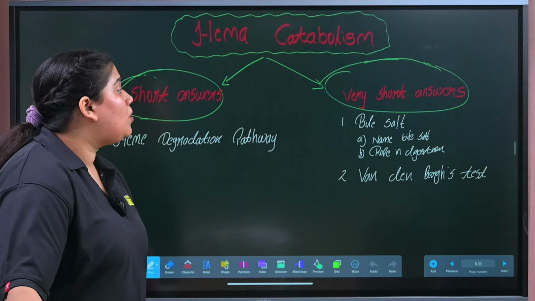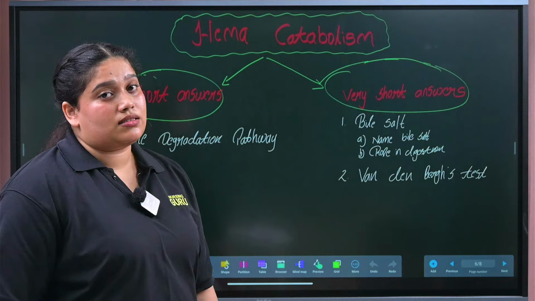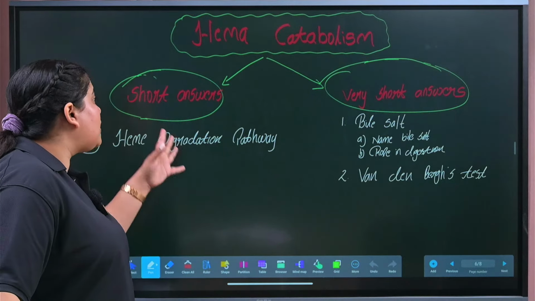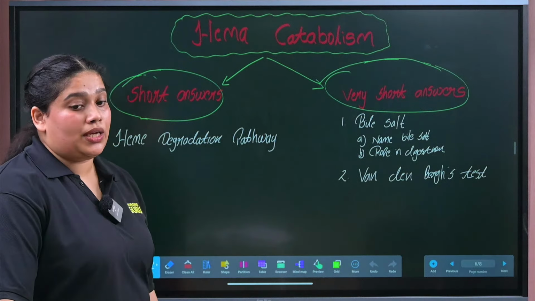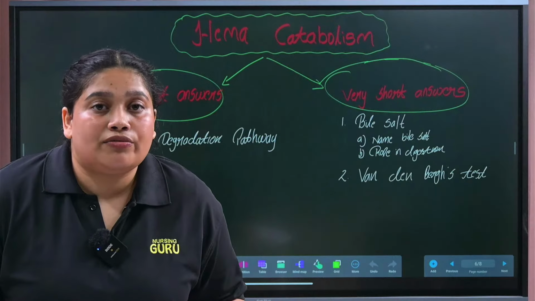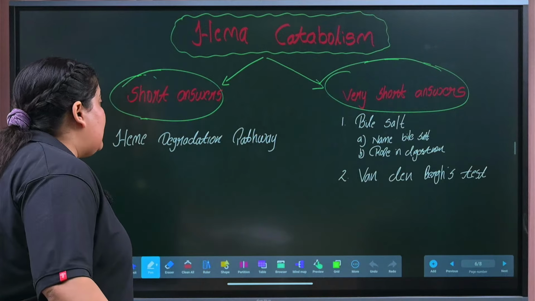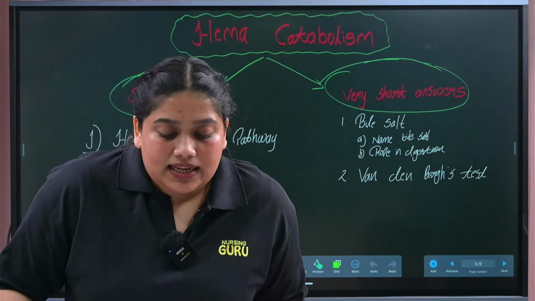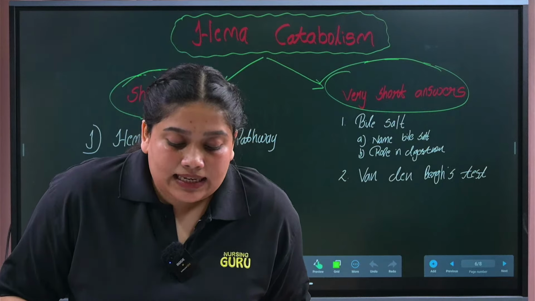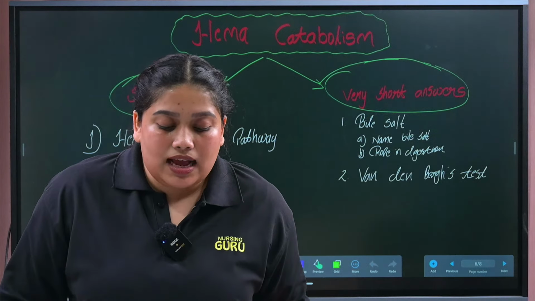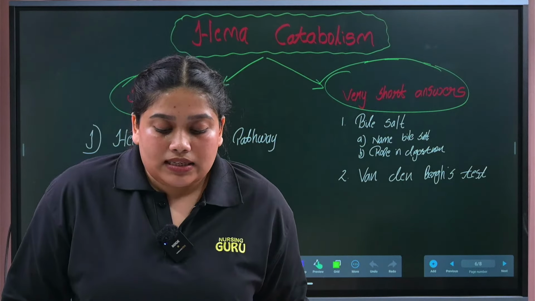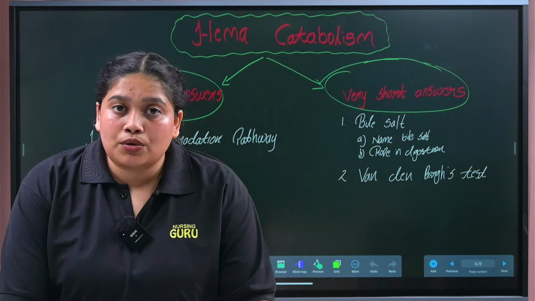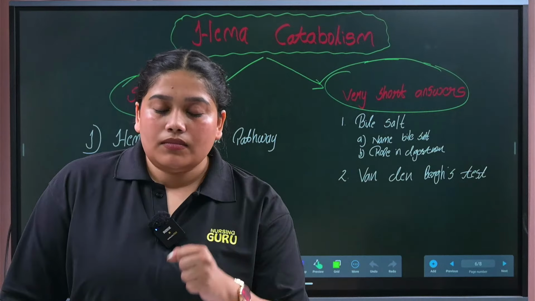In that we have only short answers and very short answers. Not expecting any essay from this chapter. Most probably you will get the short answer on the heme degradation pathway. You have to draw the pathway of the degradation. First you have to define what the heme degradation pathway is. Heme is a cyclic tetrapyrrole that contains iron and is commonly found as a prosthetic group of hemoglobin, myoglobin and cytochromes. You have to write that down and then draw the pathway.